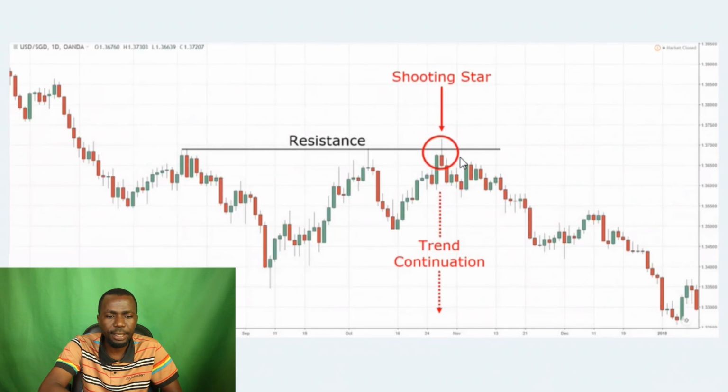Now let's assume this was a 4 hour time frame, or rather, let's say this was a daily time frame, right? This was a daily time frame, and you know that in a daily time frame the price might be ranging, but in a lower time frame the price will be trending. So this movement from this place to this place can be a trend in a lower time frame.